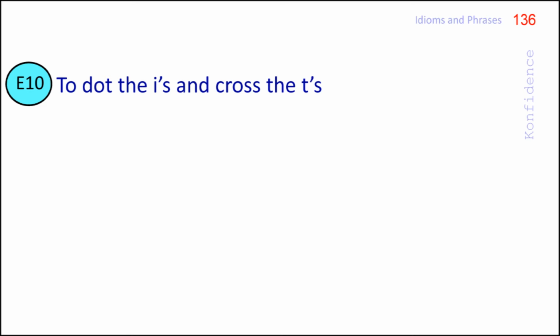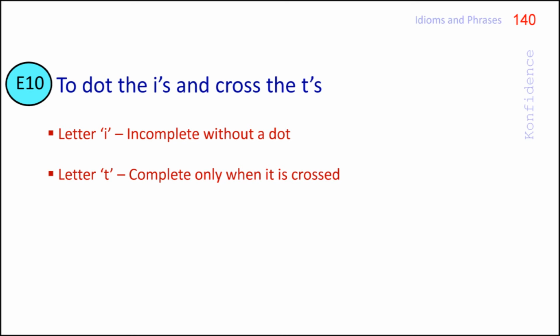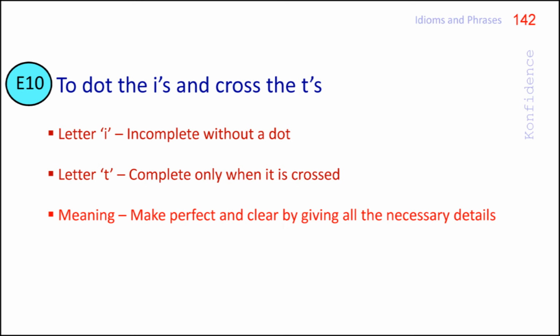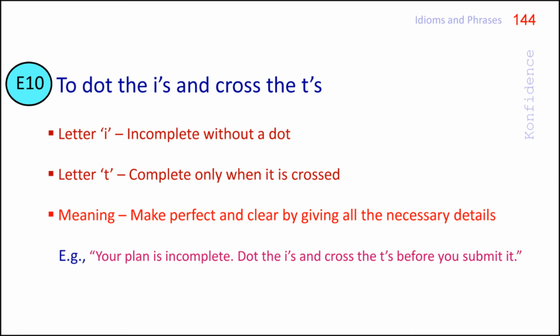Look at the next idiom. In English alphabet, the letter I is incomplete without a dot. Likewise, the letter T is complete only when it is crossed. So the idiom means make perfect and clear by giving all the necessary details. For example, your plan is incomplete. Dot the I's and cross the T's before you submit it. Behind every idiom, we can see some interesting facts or stories. One way to remember the idioms is to know these facts or stories.